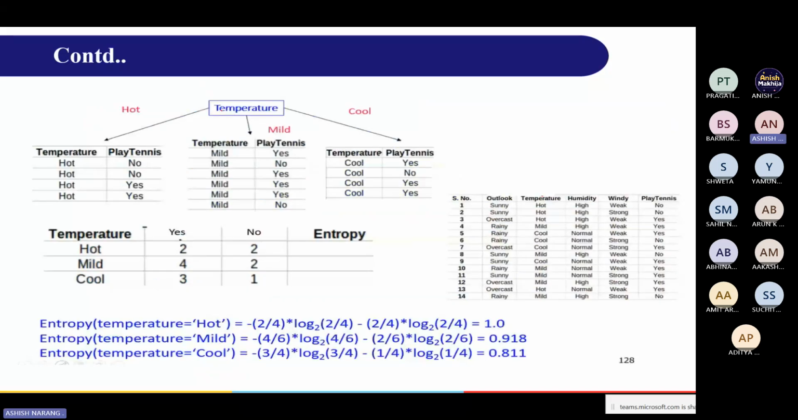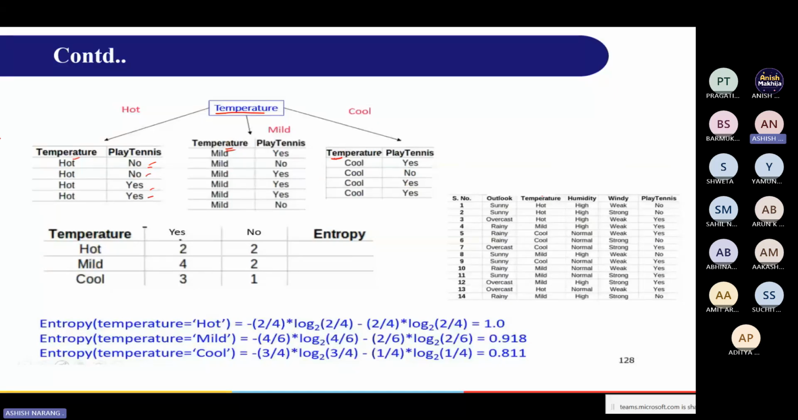Let's take another example, temperature. Temperature could be hot, mild, and cool. For hot, there are 4 records, 2 no, 2 yes. For mild, we have got 6 records, 4 yes, 2 no's. For cool, 3 yes, 1 no. Right?